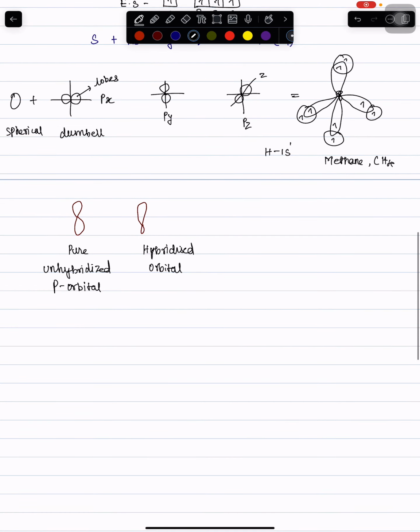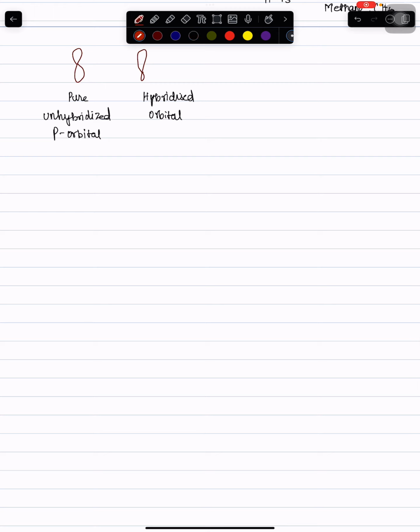Whenever hybridization involves an unhybridized p orbital, the shape you should remember is that one side will be elongated and the other side will be very short. There will be questions based on that. So let's look at the question.